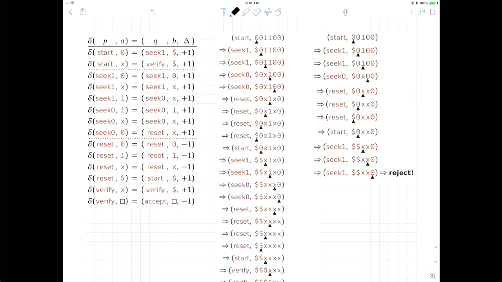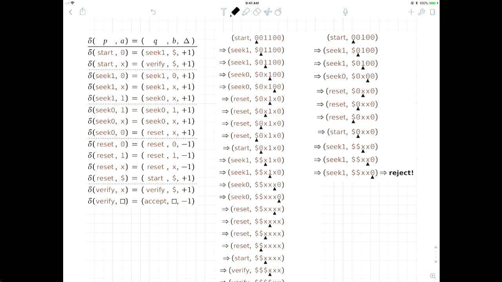The configuration of the Turing machine has 2 parts. The first part is, what state am I in? And the second part is actually 2 parts. Where am I on the tape? That's what this black arrow represents. And what's currently written on the tape?